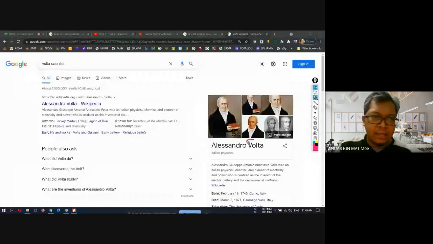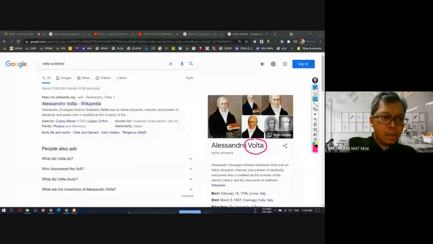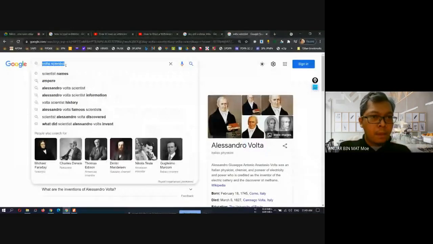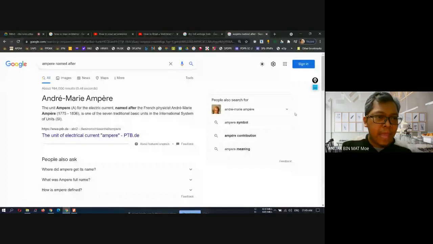So how about ampere? There is a person named Andre Marie Ampere who discovered the current. The unit ampere is named after him. That's why you need to write the symbols A and V in capital letters.